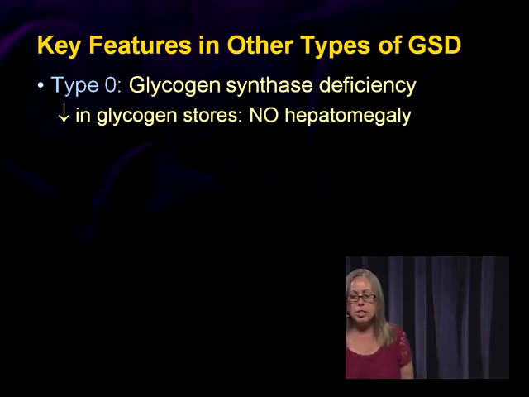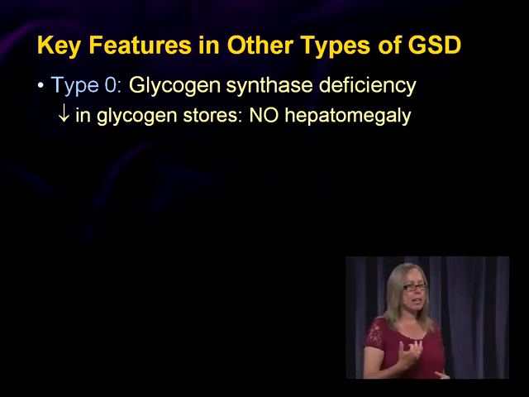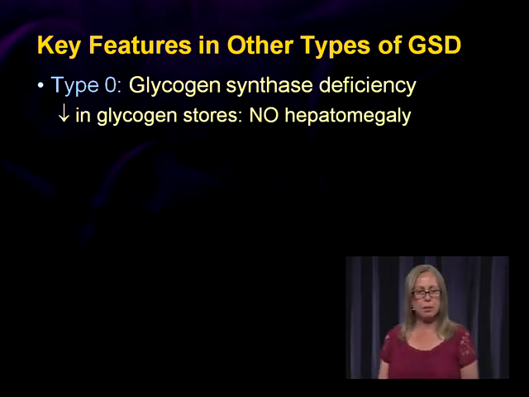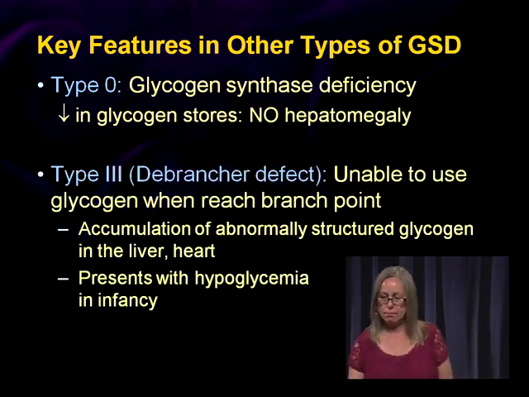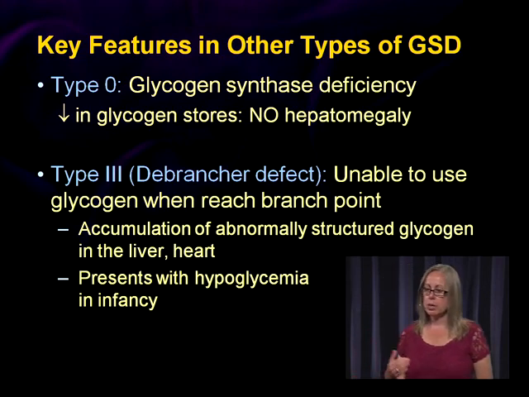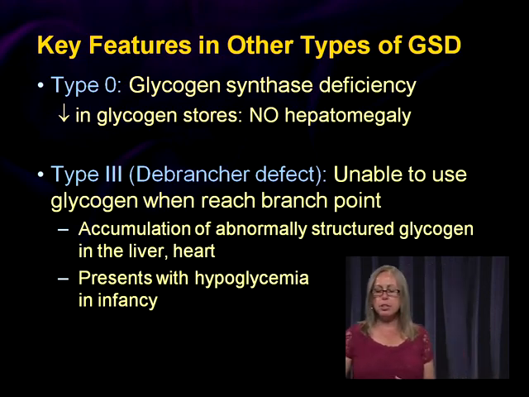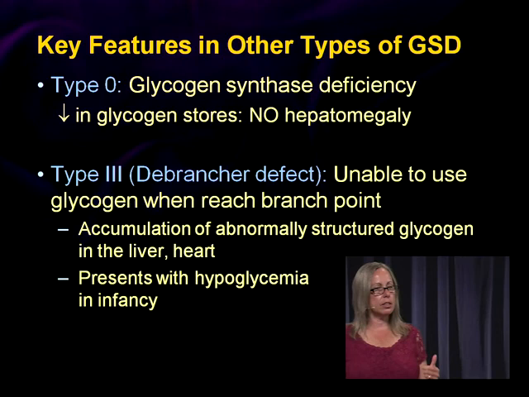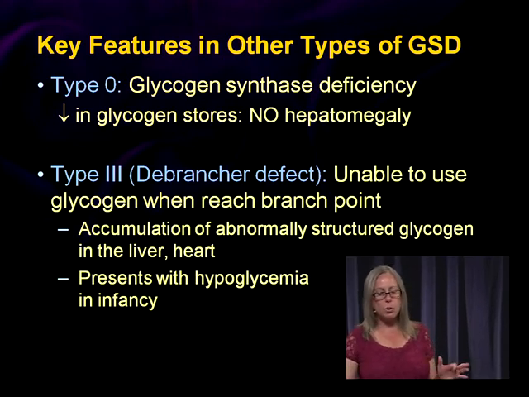So other types of GSD: if you can't make glycogen in GSD type 0, your liver isn't going to be big. GSD type 3 with debrancher, you're going to have an accumulation of abnormally structured glycogen in the liver and heart, and these kids will also present with hypoglycemia in infancy.